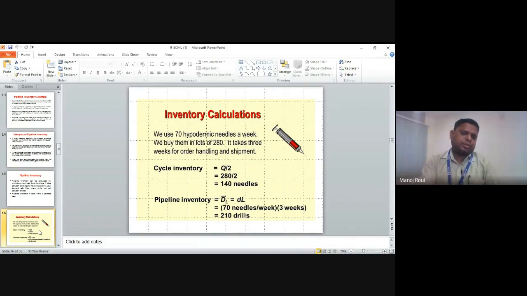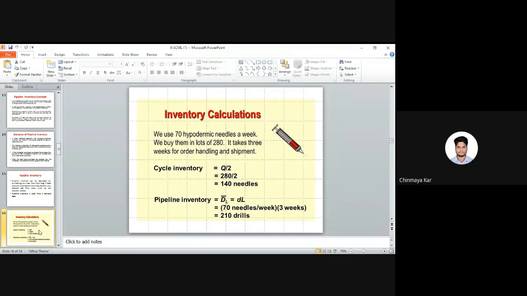Before starting the problem, first you have to calculate the cycle inventory. What is the formula for cycle inventory? That is Q by 2. What is Q? The lot you buy, 280, divided by 2, that is 140 needles. Then you calculate the pipeline inventory. The demand rate is 70, and the lead time is given as 3 weeks. Multiplying, the total pipeline inventory is 210 needles.